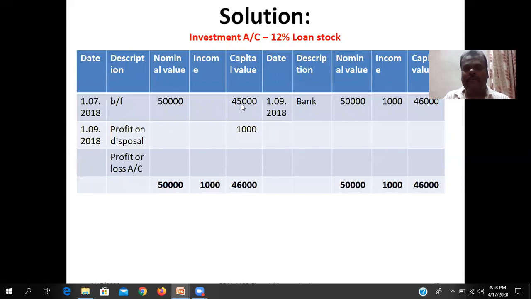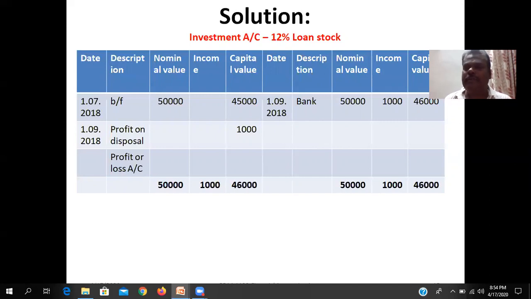Clearly we can identify what that is. On the debit side, the capital value 45,000. That means this is the cost of investment. But on the credit side, we can identify the sale of investment, 46,000. So you can simply understand the 45,000 cost of investment has been sold for 46,000. So the difference of 1,000 rupees would be considered as profit.